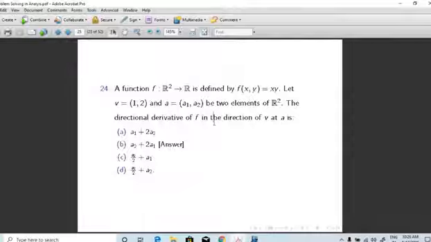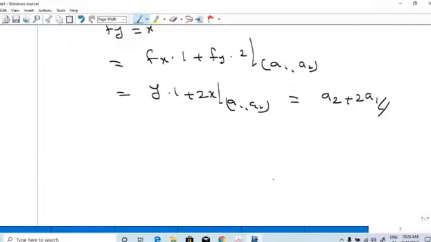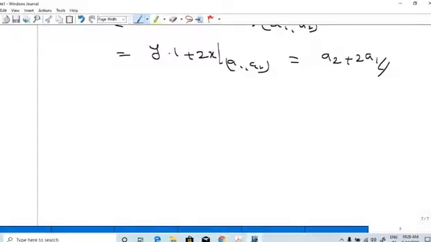Okay, now consider the last problem. f of z equal to z by 8 minus z cube, where z equal to x plus iy. What is the residue of the function at z equal to 2? So therefore, z equal to 2 should be a pole of this. Therefore, f of z is equal to z by 8 minus z cube.